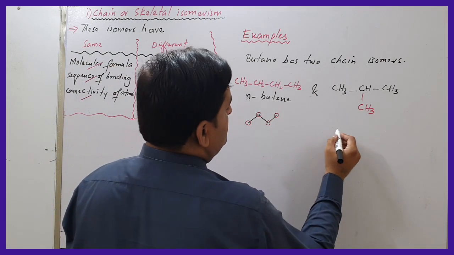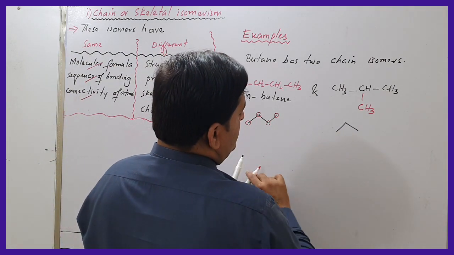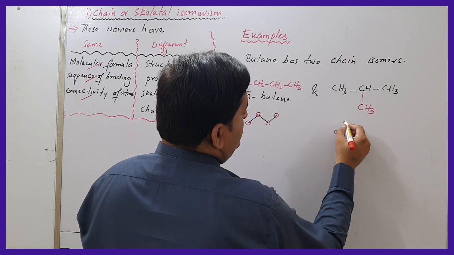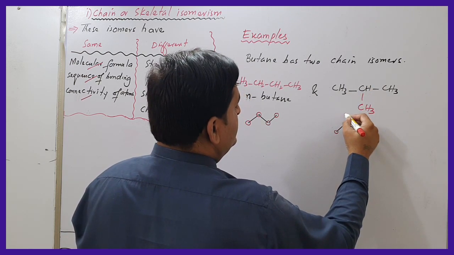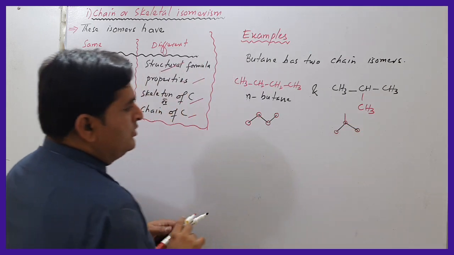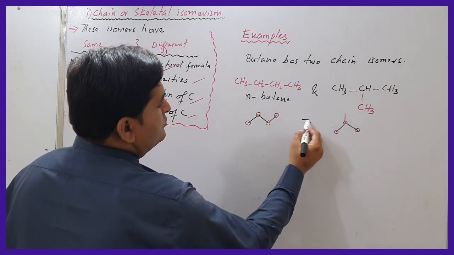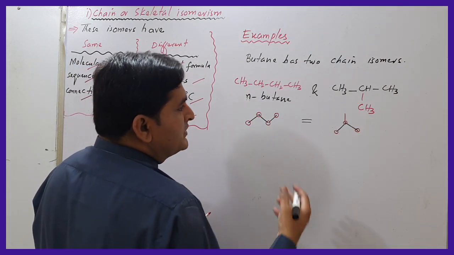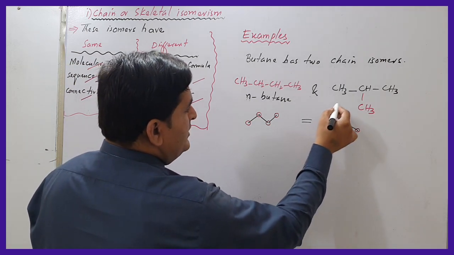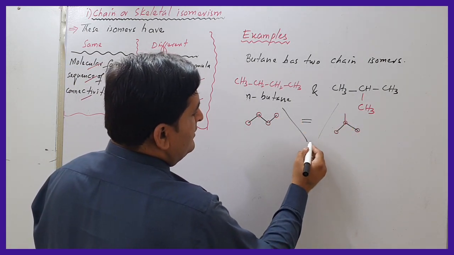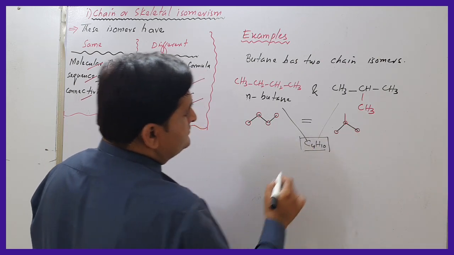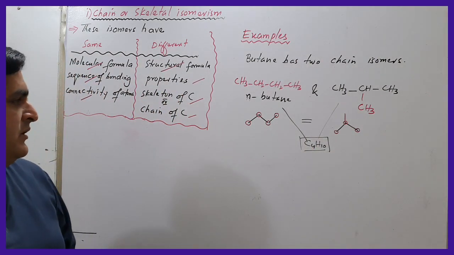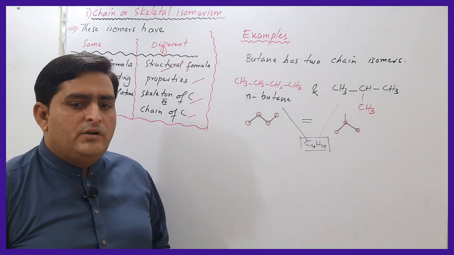Here in this case, this is the first carbon, this is the second, this is the third. At the second carbon there is a branch. So this is what these isomers differ in. They both have the same molecular formula, C4H10, but their structural formula is different.